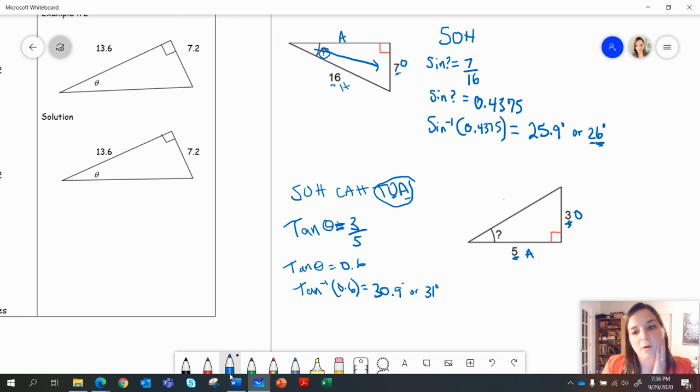And that's it. So just make sure that you start by labeling your triangle. Then you're going to figure out if you're going to use SOH, CAH, or TOA. Set up your ratio, divide out your ratio, and then second function on your calculator.